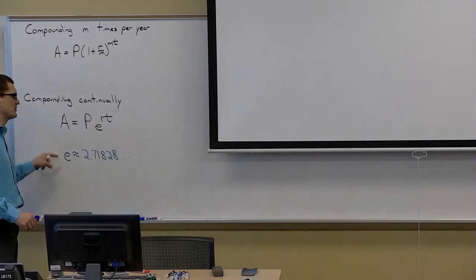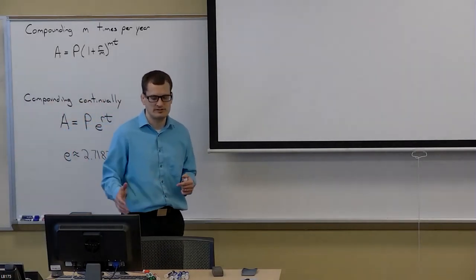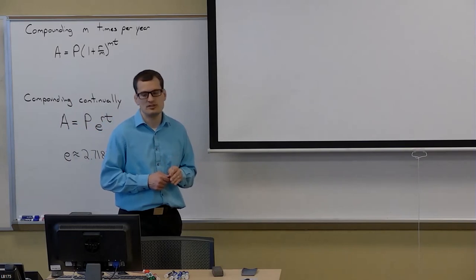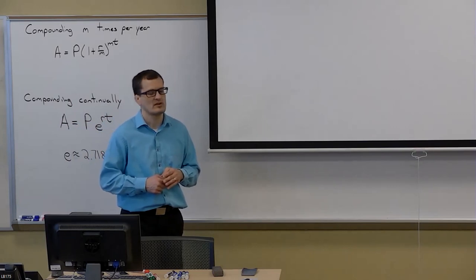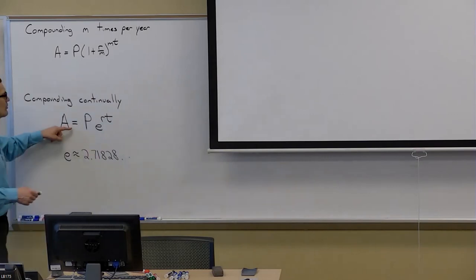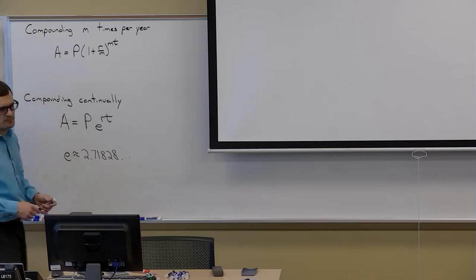E is just a number on your calculator, all right? It's like pi. Pi is a number on your calculator that you can just type in. Same thing with E. And E is also irrational, just like pi. It just keeps going without repeats. But it's very, very useful in natural growth type scenarios because of its connection to the compounding continually growth equation here. All right.